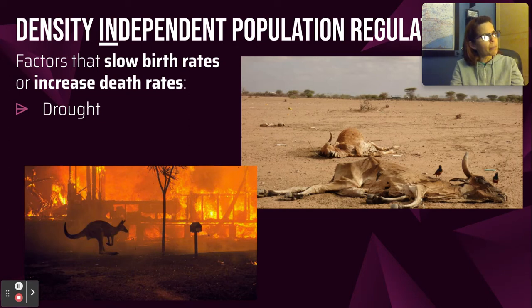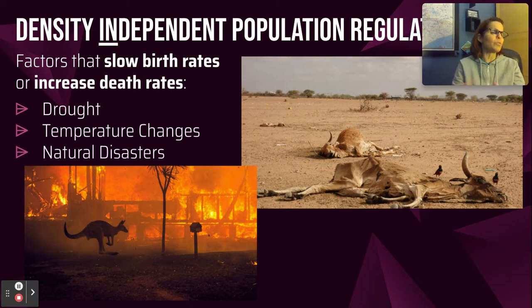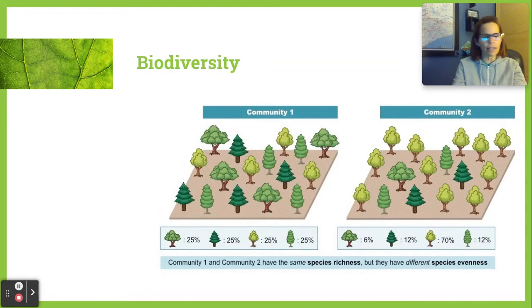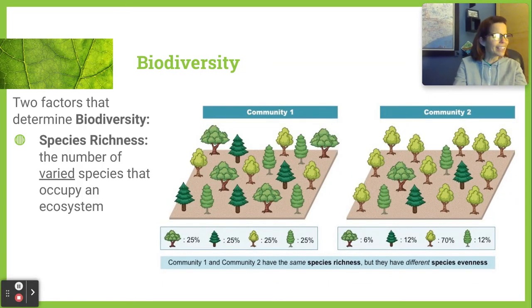Then there are things that regulate populations that don't have anything to do with the population size. Drought affects all animals and organisms equally, and it doesn't matter whether the population is dense or not. Temperature changes, natural disasters. Those are things that can affect the population but have nothing to do with how dense they are. All right, I'm talking fast. I'm trying to get this in under an hour.